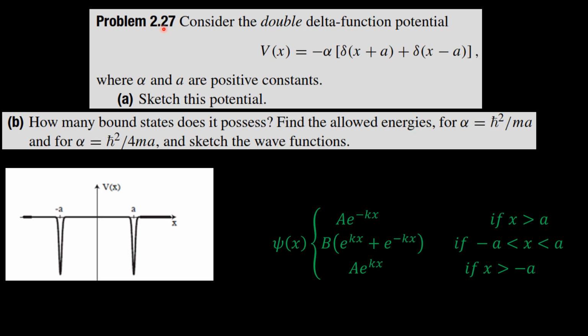So problem 2.27 is: consider the double delta function potential, that is V(x) equal to minus alpha times delta(x plus a) plus delta(x minus a), where alpha and a are positive constants. Sketch this potential. That is the first question. How many bound states does it possess? Find the allowed energies for alpha equal to h-bar squared over ma, and for alpha equal to h-bar squared over 4ma, and sketch the wave function.